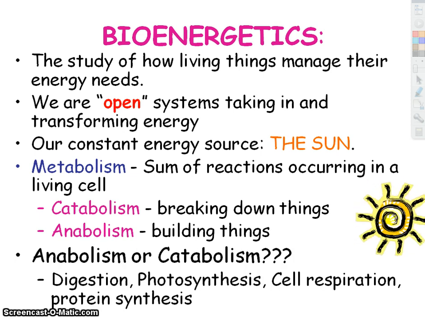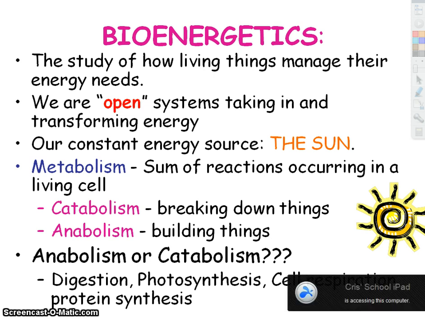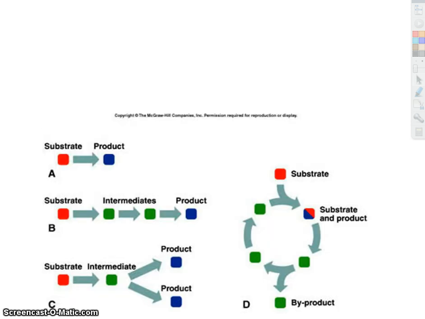All right, and then we classified each of these. Digestion was which? Anabolism or catabolism? Catabolism. We said photosynthesis: anabolism, building stuff. How about cell respiration? Catabolism, breaking down sugar into something simpler. And then anything with synthesis after it would have to be what? Right, anabolic, anabolism, so we're building something.